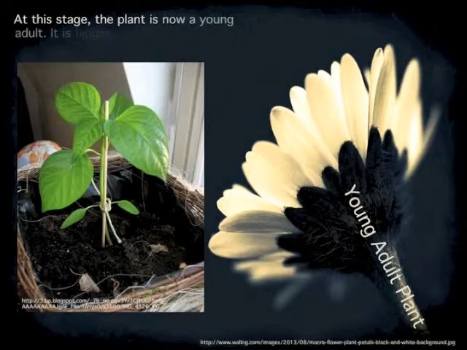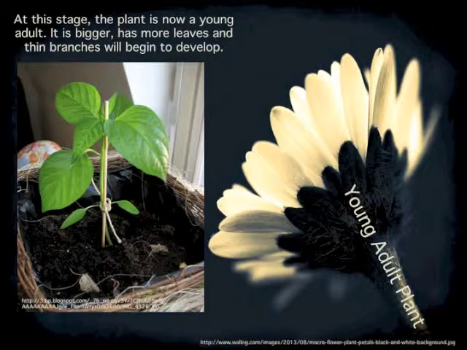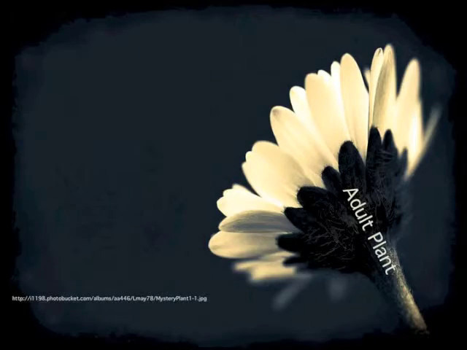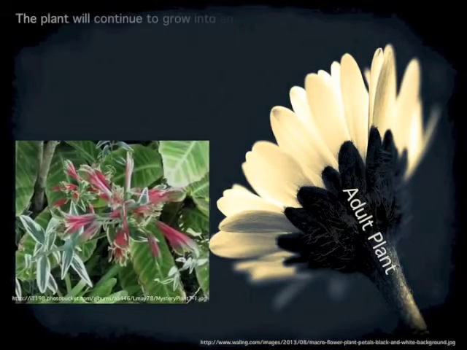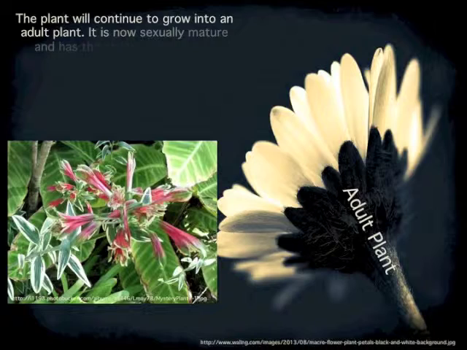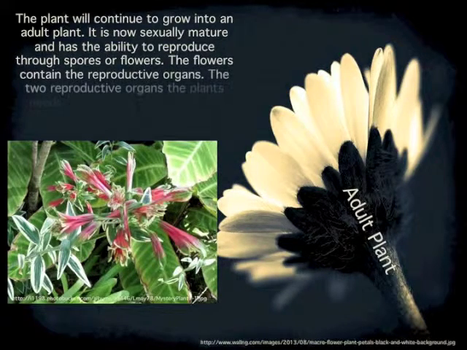At this stage, the plant is now a young adult. It is bigger, has more leaves, and thin branches will begin to develop. The plant will continue to grow into an adult plant. It is now sexually mature and has the ability to reproduce through spores or flowers.